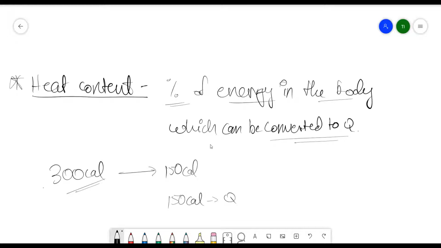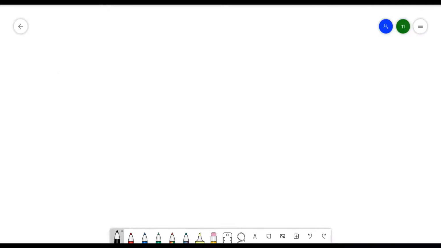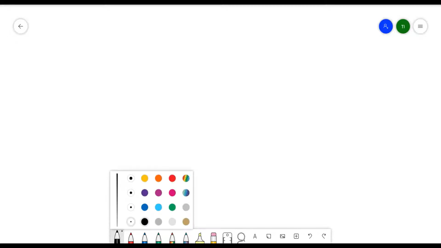So for this food that you just ate, which let's call X, the heat content is 50% or 1/2, because half of this can be converted to heat energy. I hope that makes sense. So that is it for heat content. Let's move on to the more important things.